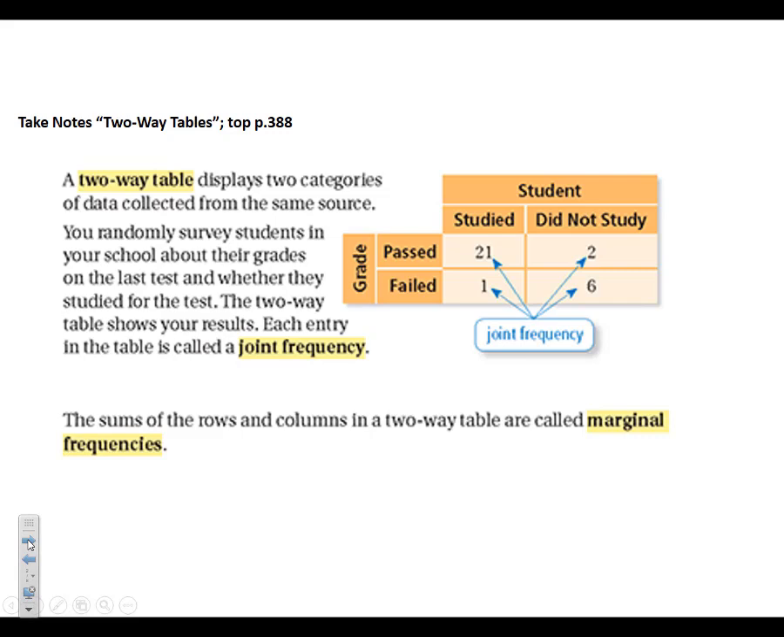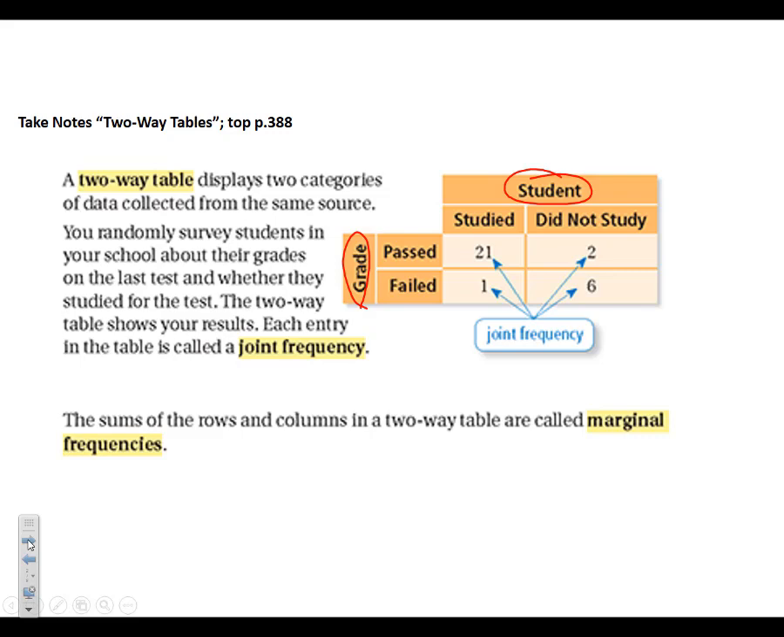It says, a two-way table displays two categories of data collected from the same source. So let's take a look at this two-way table. Two categories of data. The first category that I'm going to recognize is students. And the second category is the grade. All right, so there's two categories collected from the same source. So what would be the source? That's right, it would be the students that are the source of this data.